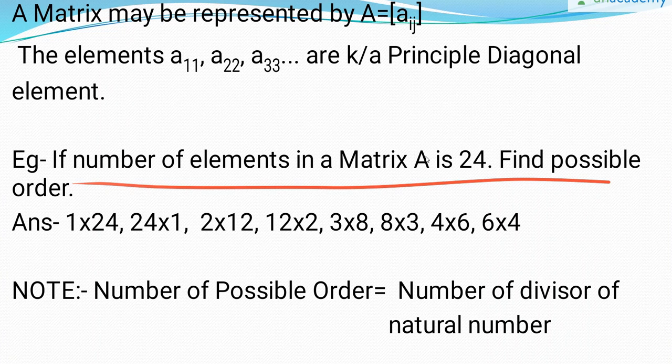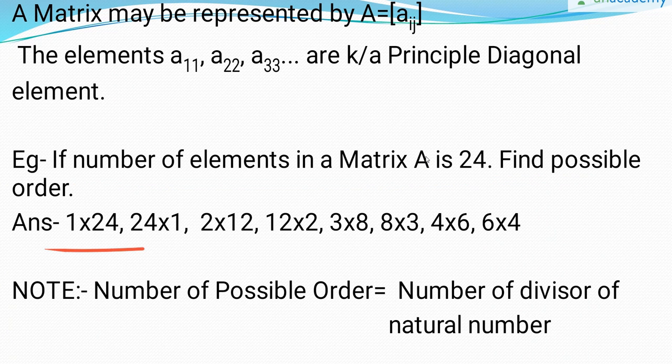So now we have to find the possible order of matrix A, that is either 1 row and 24 columns or 24 rows and 1 column, that is 1 cross 24, 24 cross 1, 2 cross 12 or 12 cross 2, 3 cross 8 or 8 cross 3, similarly 4 cross 6 or 6 cross 4. Now the number of possible orders of a matrix is equal to the number of divisors of the natural number, that is, the divisors of 24 give the number of possible orders.